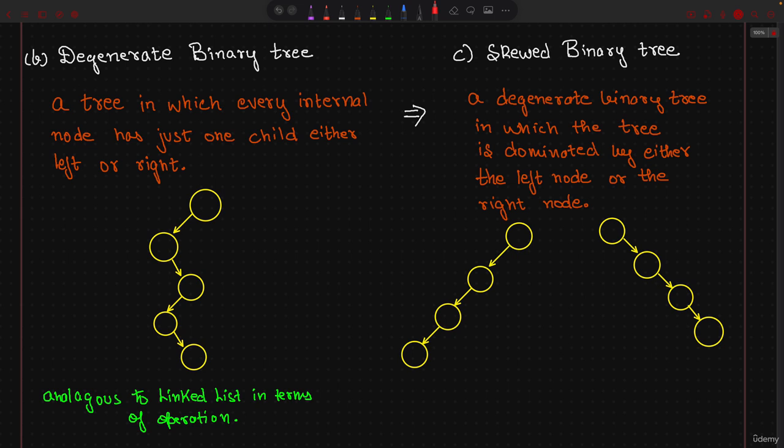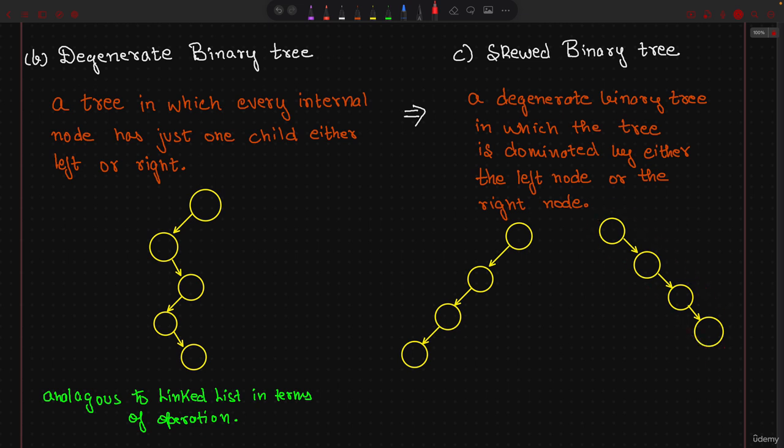Okay, now the subtype, or you can say another type, is the skewed binary tree. The skewed binary tree is again a degenerate binary tree only, but it is dominated either by the left node or the right node. So we are having either a tree like this where all single nodes are on the left side, or this one where all are on the right side.